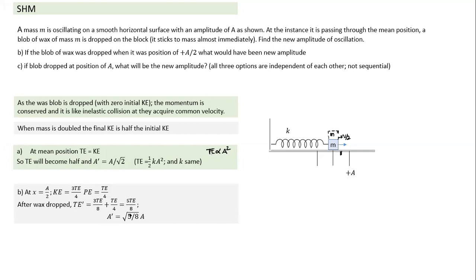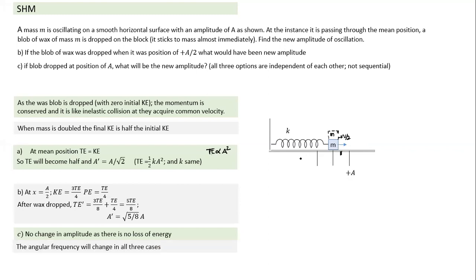Total energy is proportional to the square of the amplitude. And what will happen if we drop it at the extreme position? If the blob is dropped at the extreme position, total energy will not change, because the velocity of the block itself was 0. If we drop another block with 0 velocity, there is no loss of kinetic energy and no loss of total energy. In that case, the amplitude remains the same, but in all three cases, the angular frequency will change.